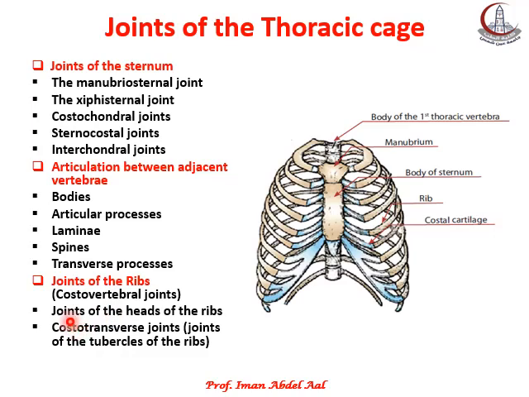Now we are going to take the joints of the ribs. They are called costovertebral joints. They are either joints between the head of the ribs and the vertebra, or joints between the ribs and the transverse process of the vertebra.